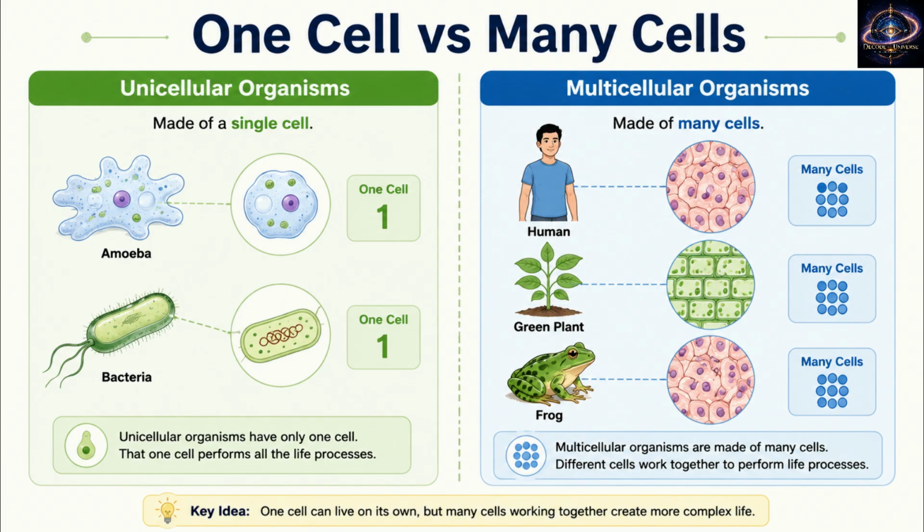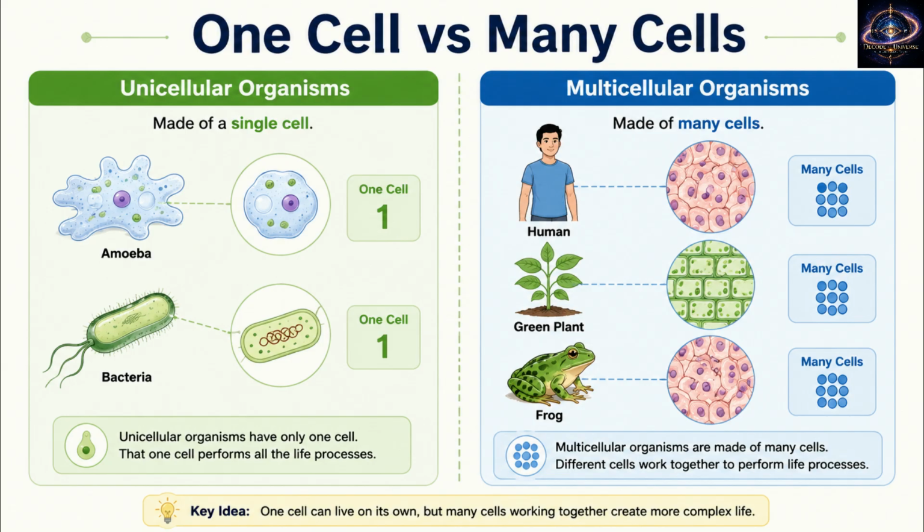Part 3, Cell Theory. Cell theory was developed by Schleiden and Schwann. Schleiden studied plants and said plants are made of cells. Schwann studied animals and said animals are also made of cells. Later, Rudolf Virchow added that new cells arise from pre-existing cells.